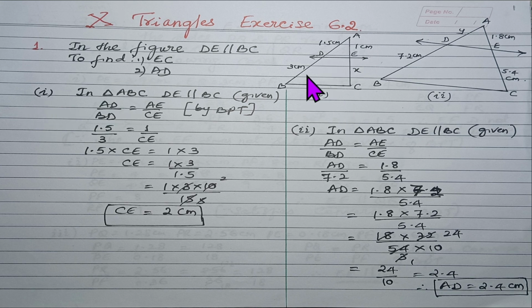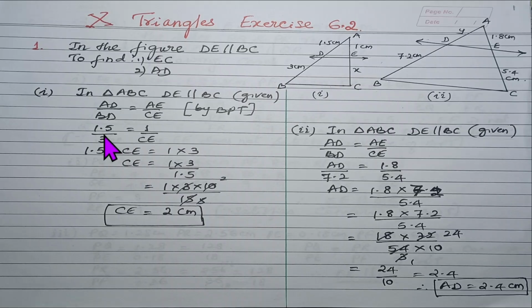In triangle ABC, that is in the first figure, DE is parallel to BC, it is given to us. AD upon BD is equal to AE upon CE by BPT, that is the basic proportionality theorem. So please learn BPT before attempting these questions, and also converse of BPT. Now AD is equal to 1.5, BD is equal to 3, AE is equal to 1, and we have to find EC, and that is C we have to find.